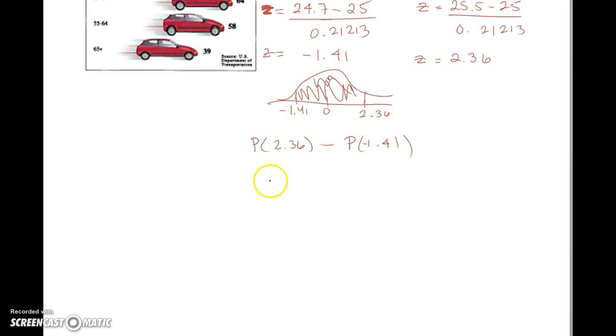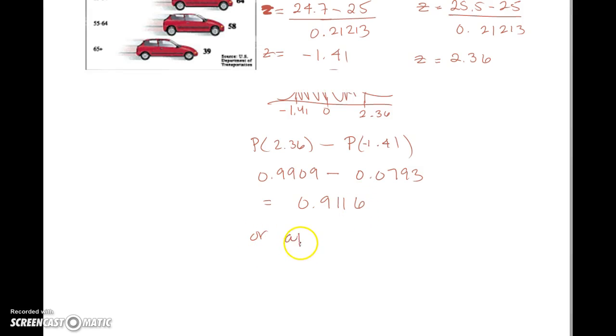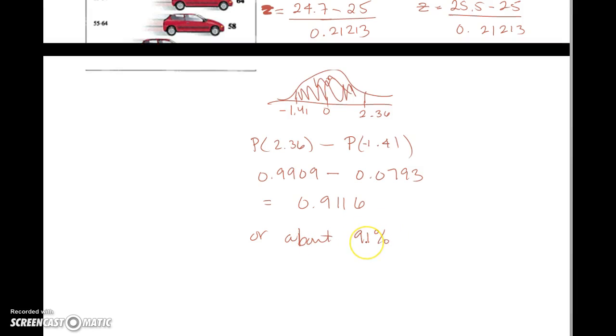Looking these up on your Z-chart, you'll have 0.9909 minus, and on this one for the chart, it's 0.0793. That's 0.9116. Or you can also say it is about 91%. There you are.